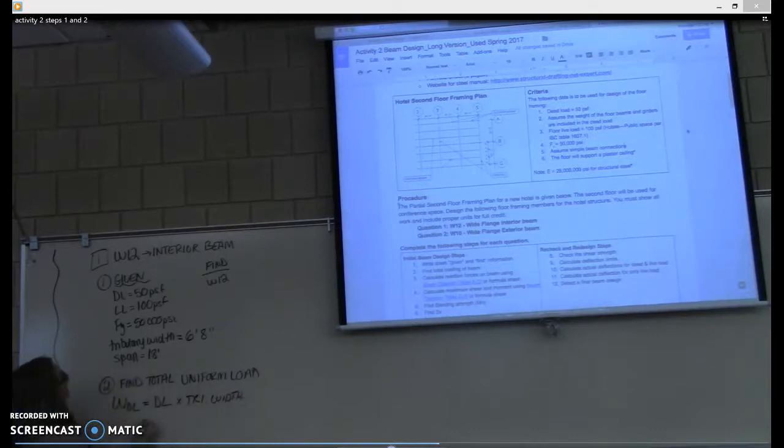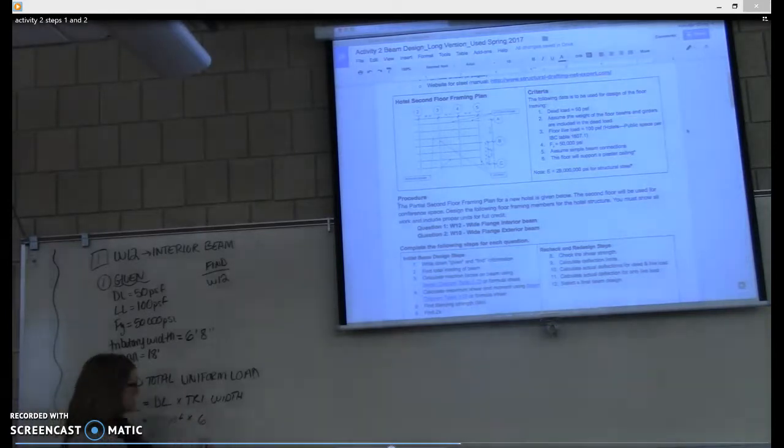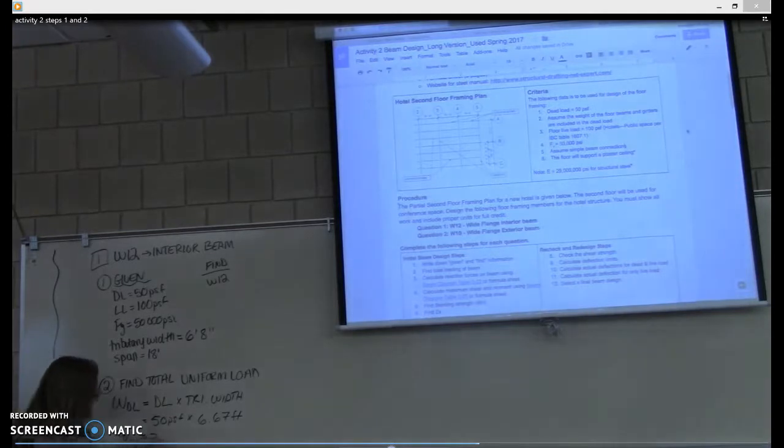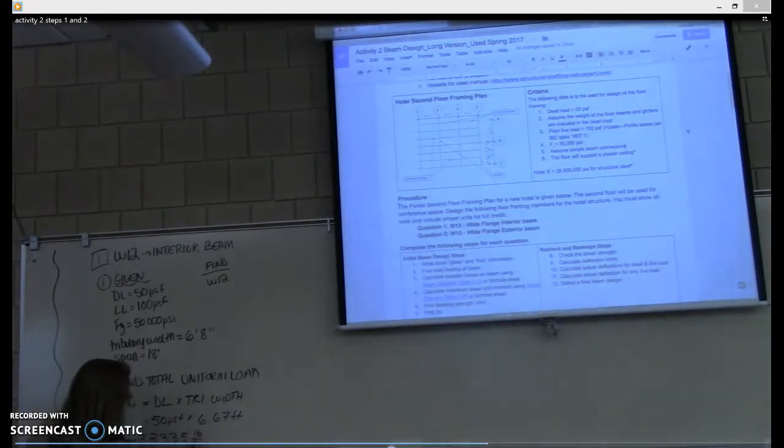So I'm going to plug in my numbers. I know my dead load is 50 pounds per square foot, and my tributary width is 6 feet 8 inches. Something that's very important to know is I need to convert that 8 inches to feet. Once you convert that to feet, it is 6.67 feet. Multiply that out, and you get a total uniform dead load of 33.5 pounds per foot, or pounds per linear foot, PLF.